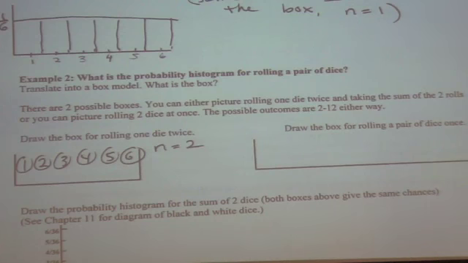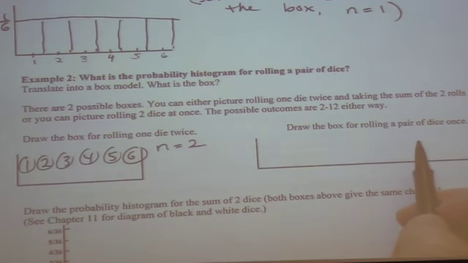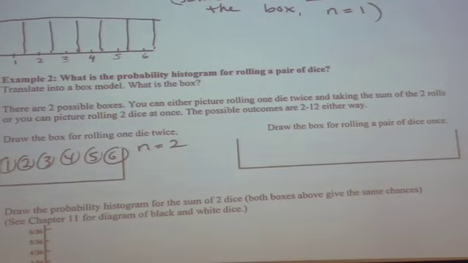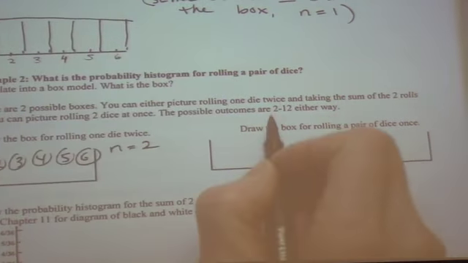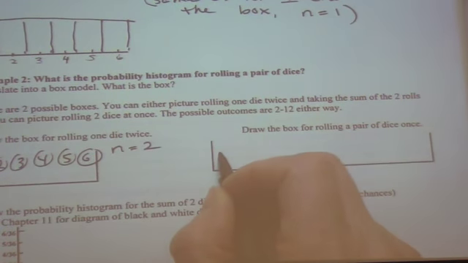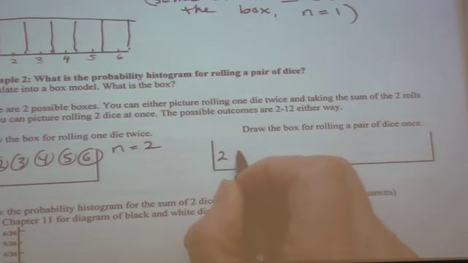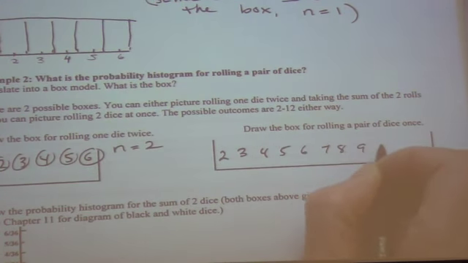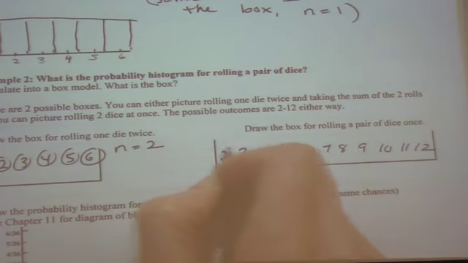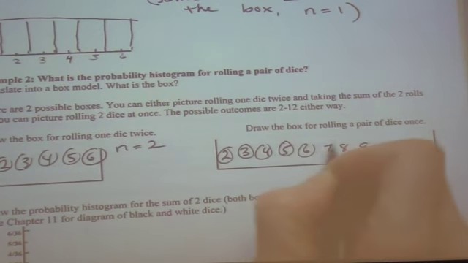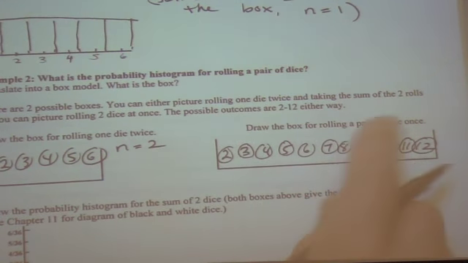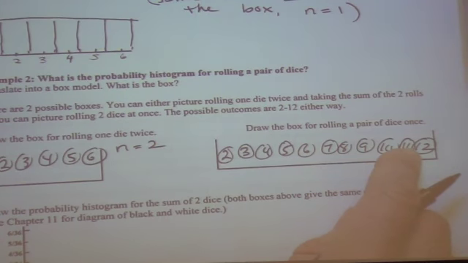All right, and now another way to think of it though is let's say we roll 2 at once. So then our possible outcomes range from 2 all the way up to 12. So we have 2, 3, 4, 5, 6, 7, 8, 9, 10, 11, and 12. So these are the only possible outcomes for rolling a pair of dice once and counting up the spots that appear. Now, does this look right?